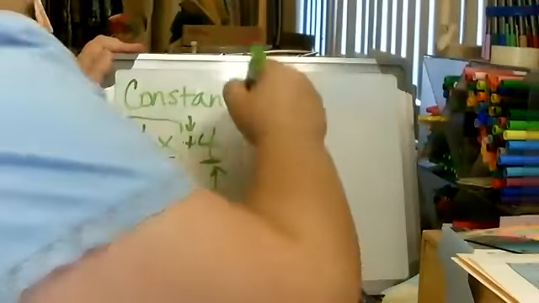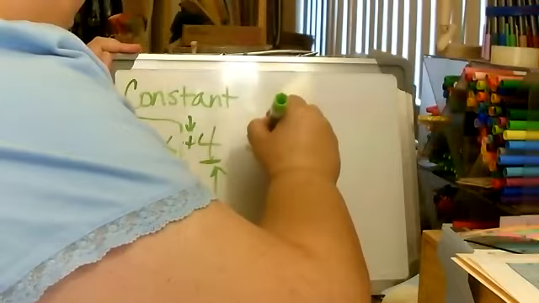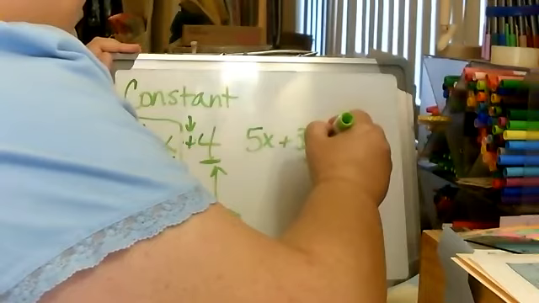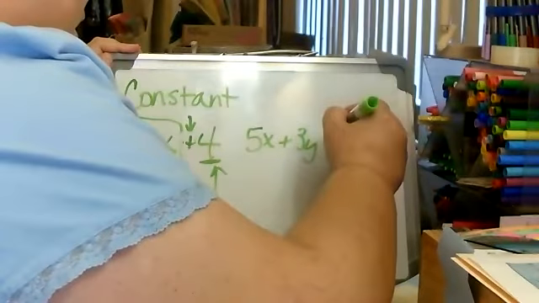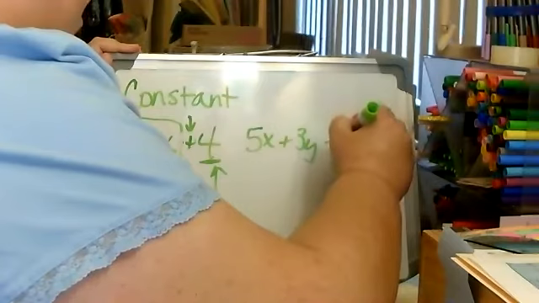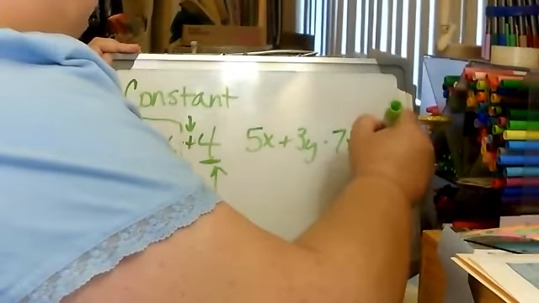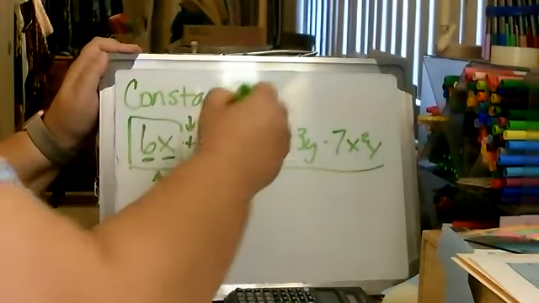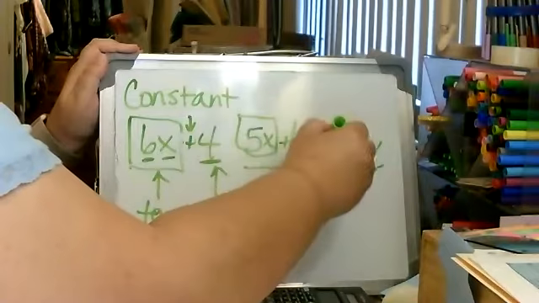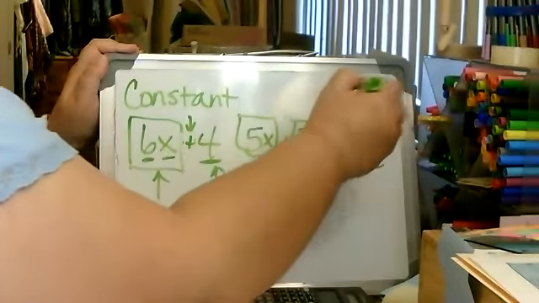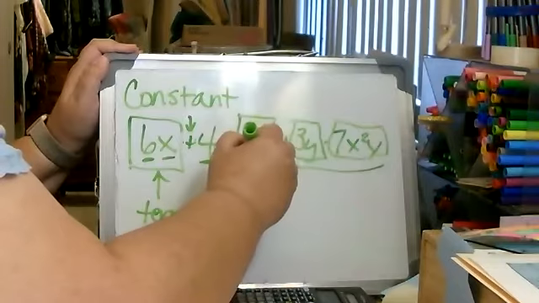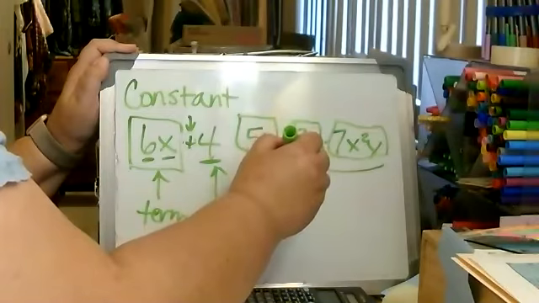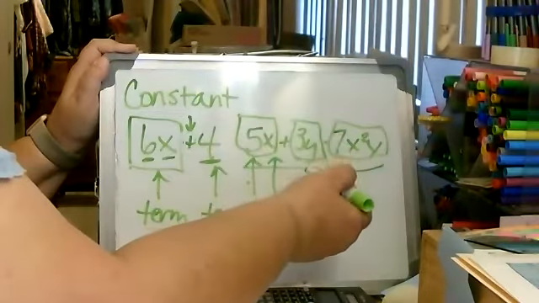So if you were to have 5x plus 3y times 7x squared y, this would be a numerical expression. These would each be terms in the numerical expression. This would be the coefficient. This would be the variable. We don't have a constant in here.